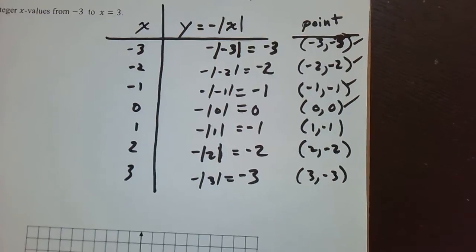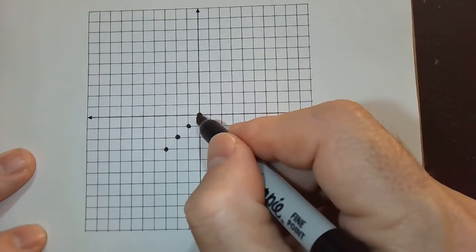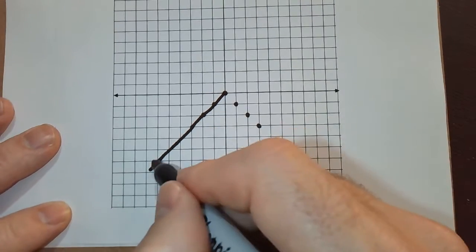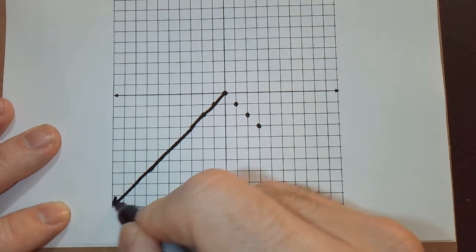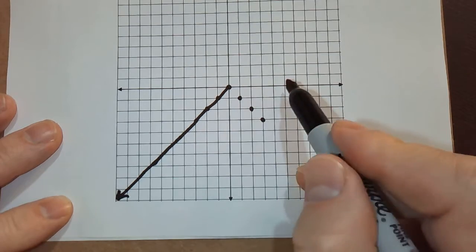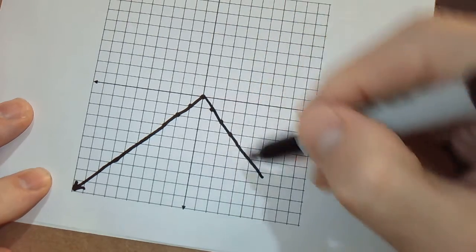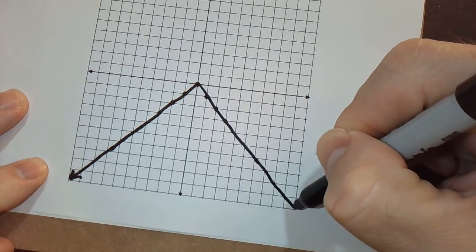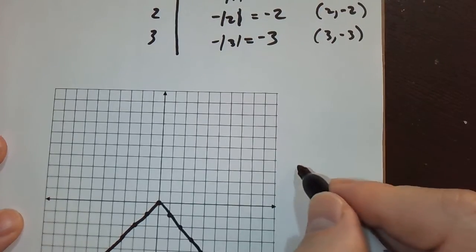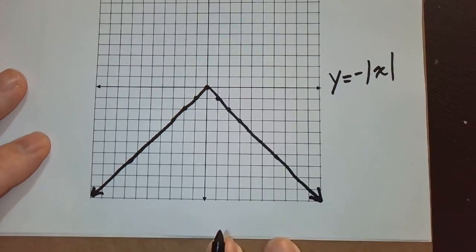So if we were going to use the point plotting method to graph this equation, I would do this. I'm going to continue the pattern. I know what it looks like. I'll take it all the way down to the end, and I'll put an arrow there because it goes on infinitely in that direction. Remember, I could have plotted 4, -4, 5, -5, and it never stops. So this extends infinitely as well in this direction. So this is the graph of y equals negative absolute value of x.